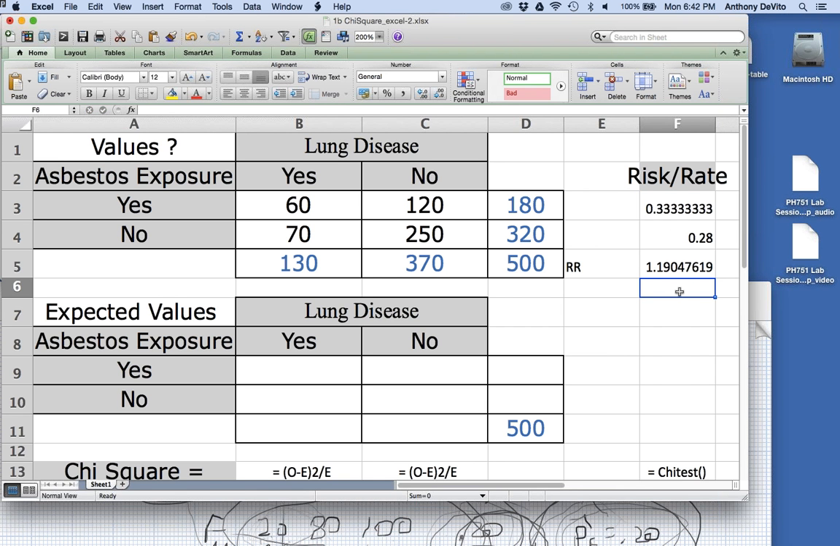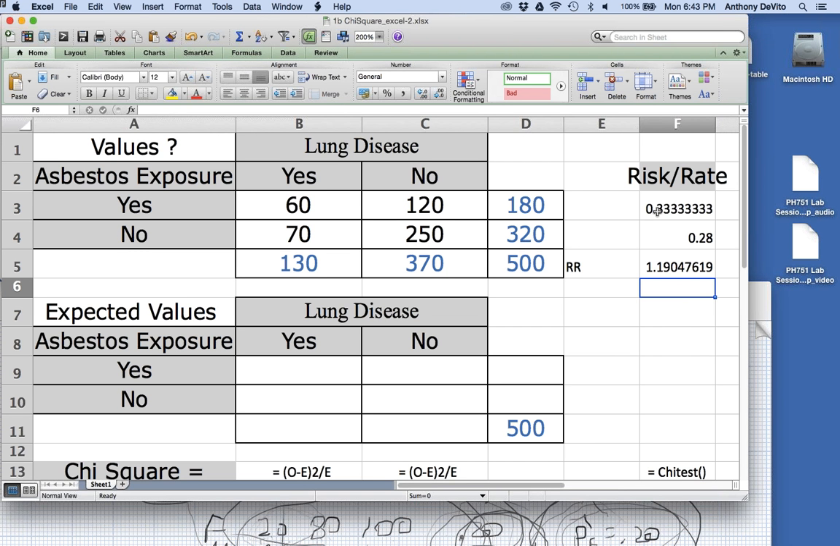Now, if there's no association between asbestos exposure and lung disease, what would you expect that risk rate or relative rate to be equal to? 1. Makes sense, right? You would expect that people who have exposure would have a rate of, let's say, 28%, and people who don't have an exposure would also be 28%. You'd expect the rate for both of them getting lung disease to be the same, and that would be equal to 1. In this case, it's basically 1.2.